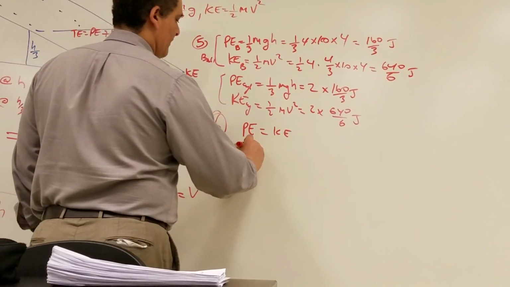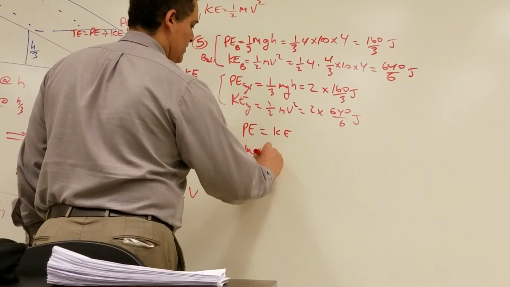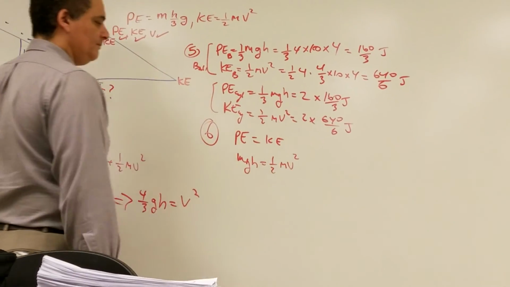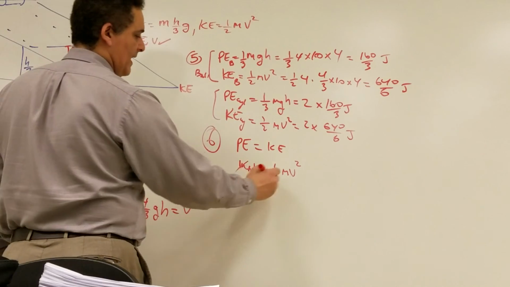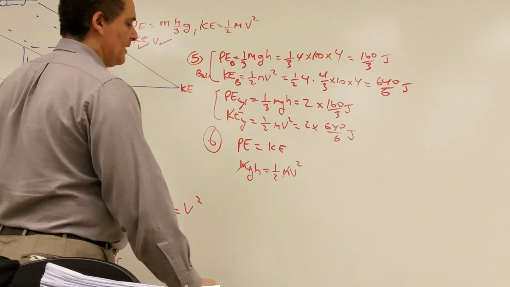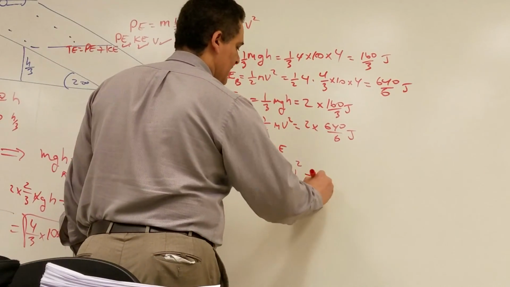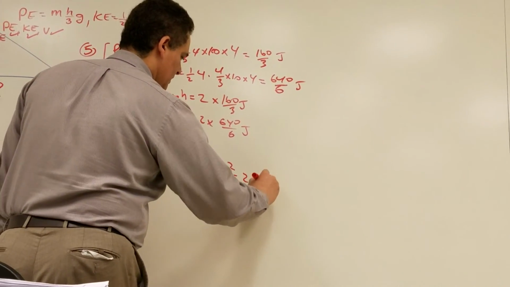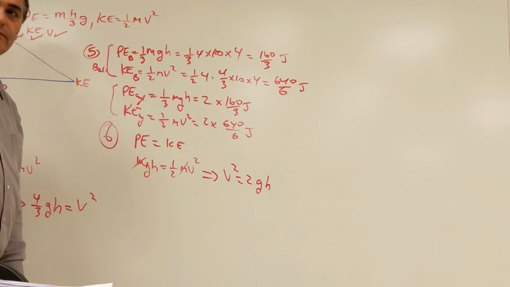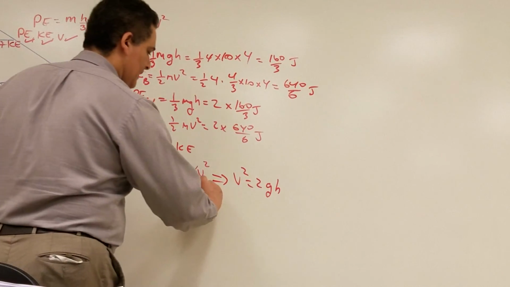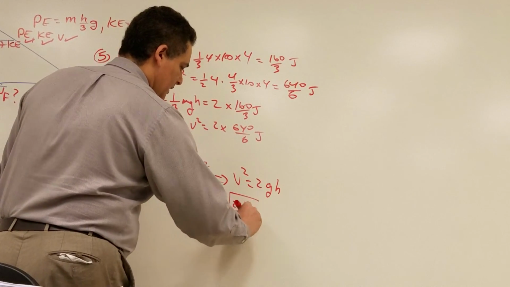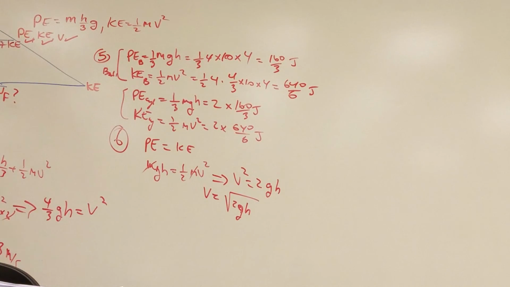So in this case, we have mgh equals 1/2 mv squared. That's it. And again, we notice the masses go away, so it doesn't matter what the mass is. So this one says that v squared equals 2gh, and that means that v equals the square root of 2gh, which I thought was like 7.6 something.